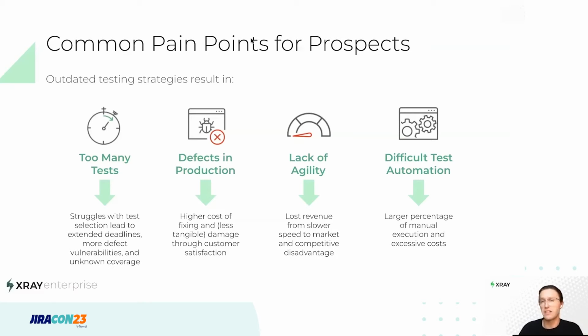In addition, defects are slipping through into production with these outdated methods, leading to higher costs to fix them when, let's say, they slip into production or UAT later down the line, where they get a lot more expensive to address. We see a lack of agility because of all of this, a slower speed to market, and also just difficult test automation.